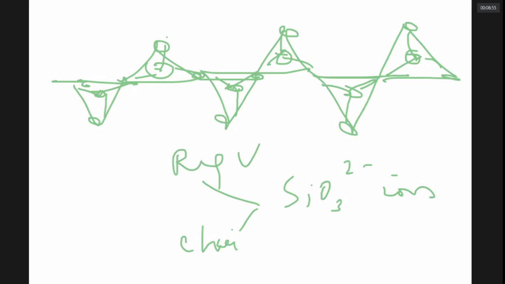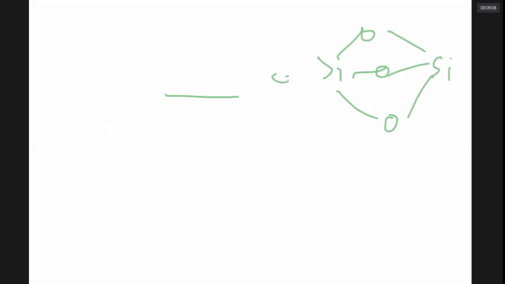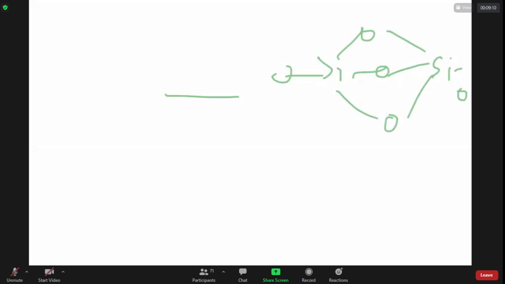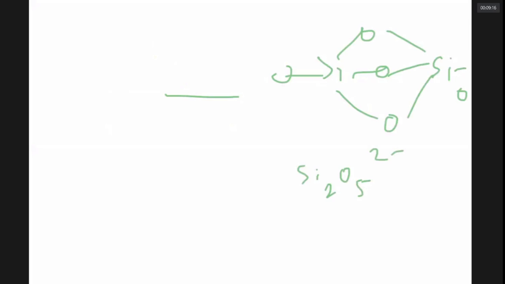Sir, if 3 corners are shared, what is that called, sir? Now I am sharing 3 corners. 1, 2, 3. 3 are shared. If 3 are shared, it has a formula like Si2O5 2 minus. It is called a sheet silicate, because they exist like sheets.